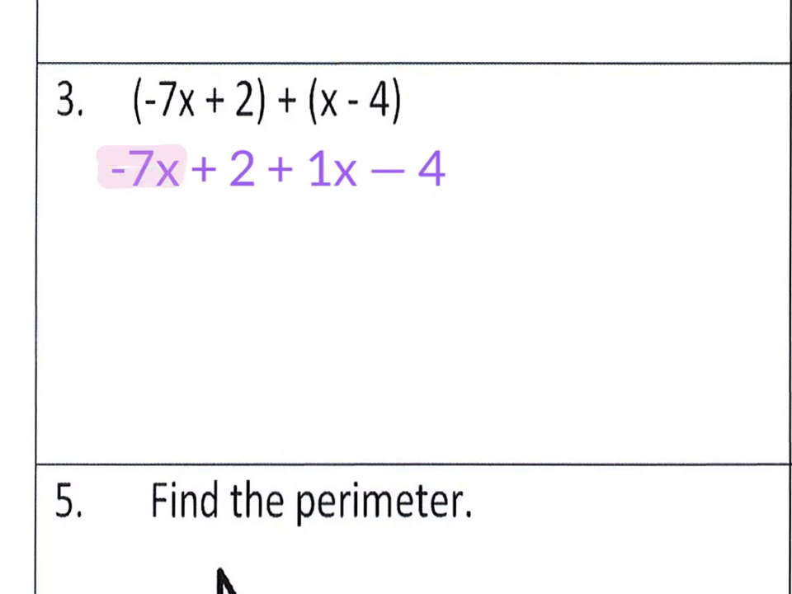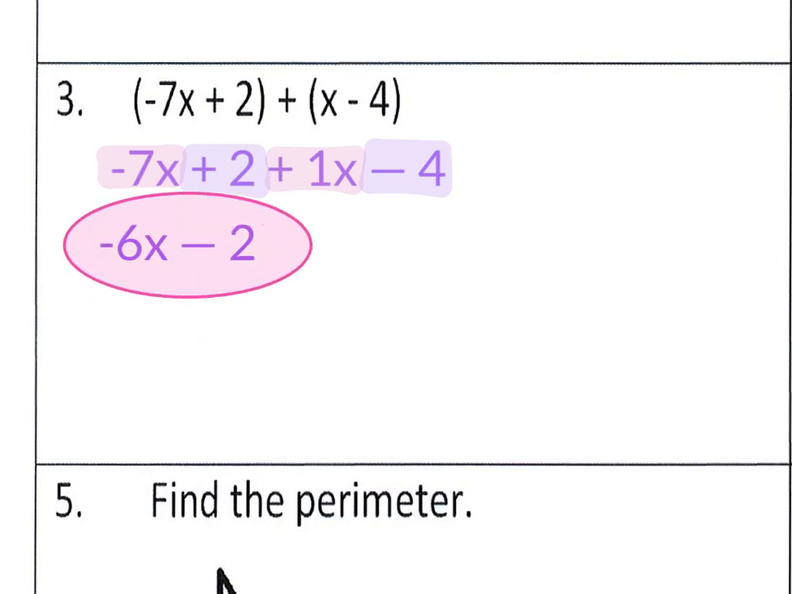So like terms, I see a negative 7x and a positive 1x. Again, I go with x first because I'm trying to keep it in standard form. Negative 7 plus 1, I can put in my calculator to give me negative 6. Can't put the x in, but I know that the reason I put them together is because they were both x terms. So I bring the x down. Okay, next like terms, I have a constant, positive 2, and a constant, negative 4. So I can put those two constants together. 2 minus 4 gives me a negative 2. So my final answer here is negative 6x minus 2.